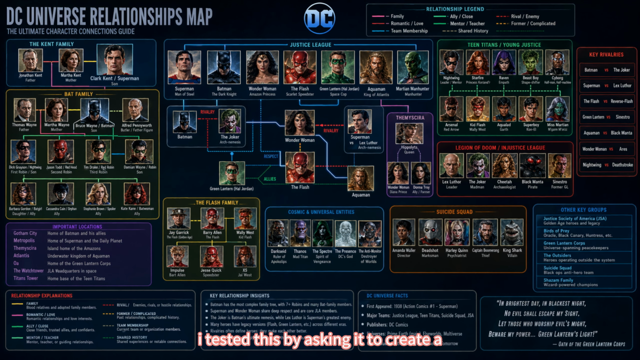I tested this by asking it to create a character relationship map for DC superheroes and Marvel, and it absolutely nailed it. It sorted every character by their faction, clearly mapped out their connections, and even included a full, easy-to-read legend.